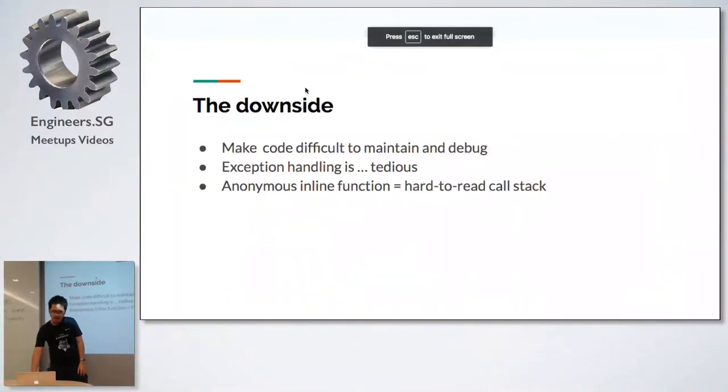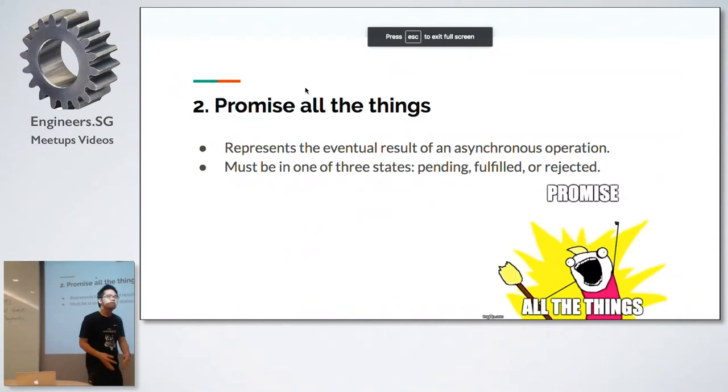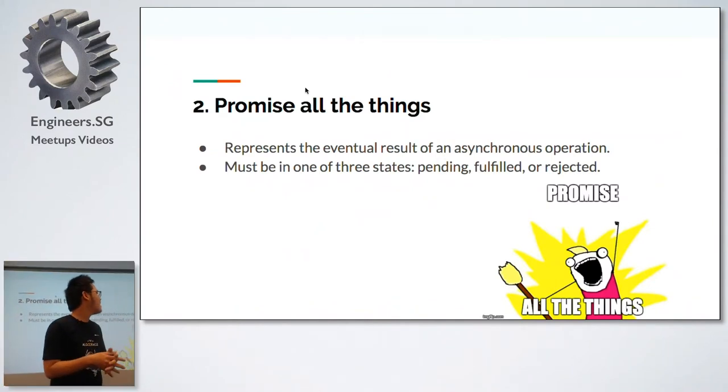So that is the reason why we move to the next state, I mean the promise. A promise is a pattern that solves some of the problems of the callback. A promise is an object. Instead of a callback, we return a promise, and the promise represents the result of an asynchronous operation. A promise can have three states: pending, fulfilled, and rejected.